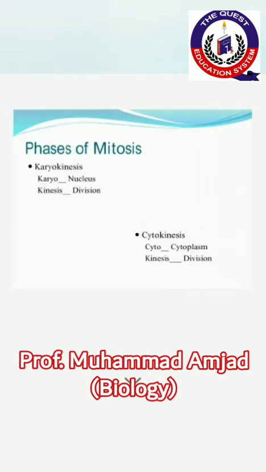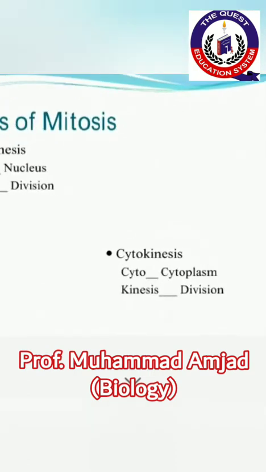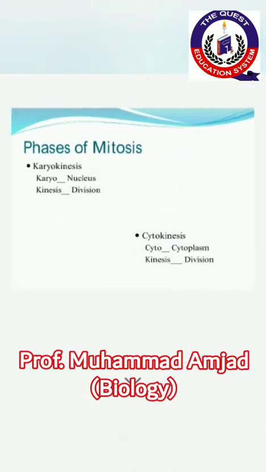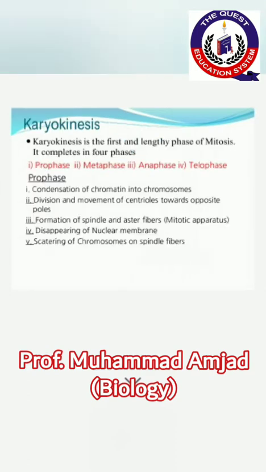Mitosis is a lengthy process, so it is further divided into two main phases. The first one is called karyokinesis and the second one is cytokinesis. Karyo means nucleus, kinesis means division. So karyokinesis is the division of the nucleus. The second step is cytokinesis. Cyto means cytoplasm and kinesis means division. So cytokinesis is the division of the cytoplasm. In the first step, we will discuss karyokinesis.